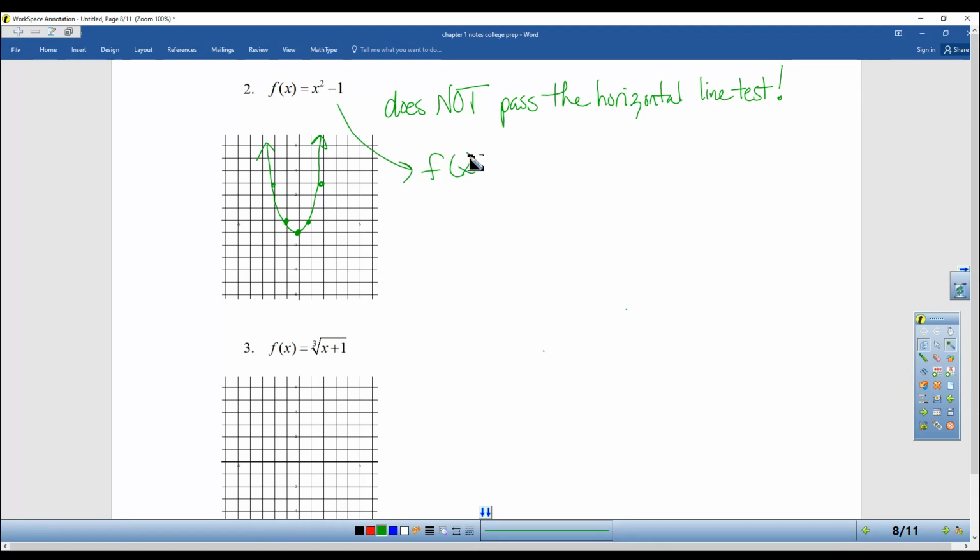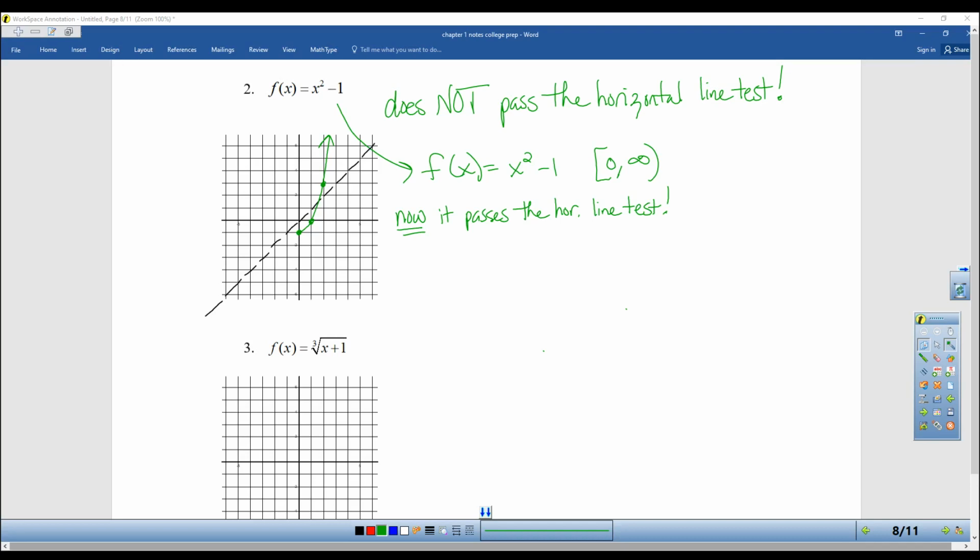F of x is equal to x squared minus 1. And I'm going to say, you know what? Let's just draw that from 0 to infinity. Let's get rid of the symmetric part. That's how you can think of it. The part that has symmetry is the part that's also doubling it. So now that I've done it, it passes the horizontal line test.